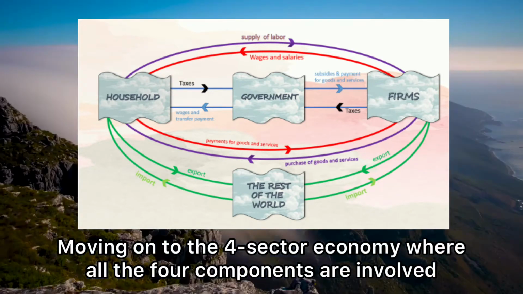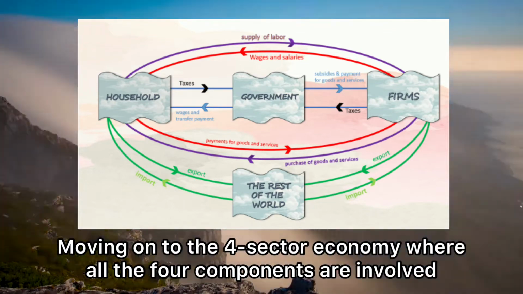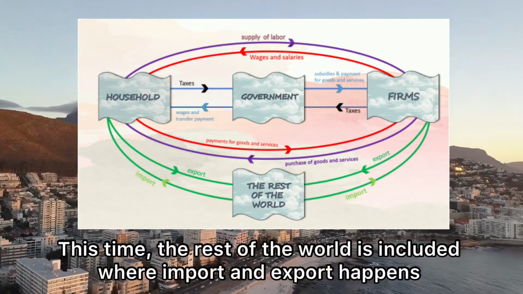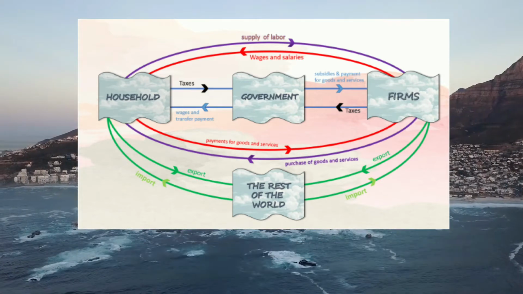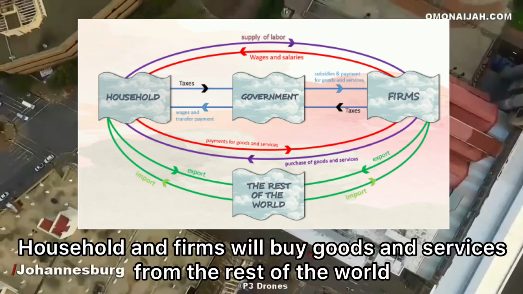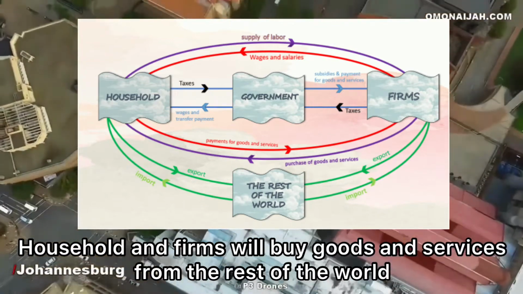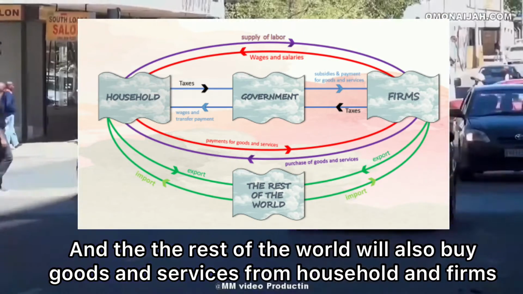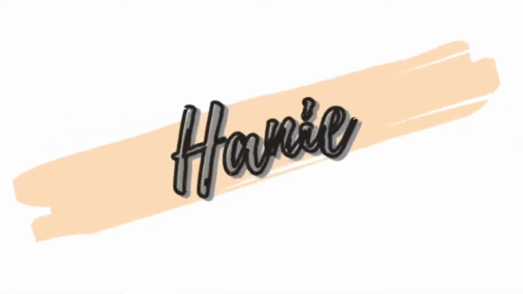Moving on to the 4-sector economy, where all 4 components are involved. This time, the rest of the world is included, where import and export happens. Household and firms will buy goods and services from the rest of the world, and the rest of the world will also buy goods and services from household and firms.